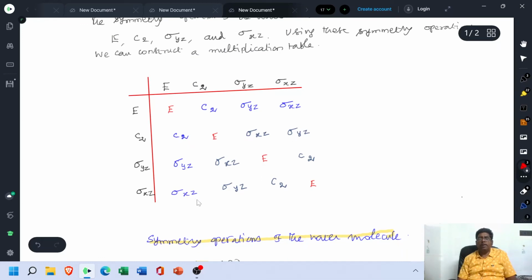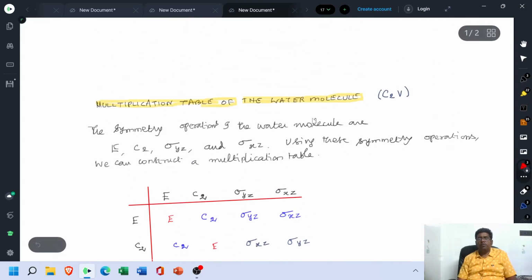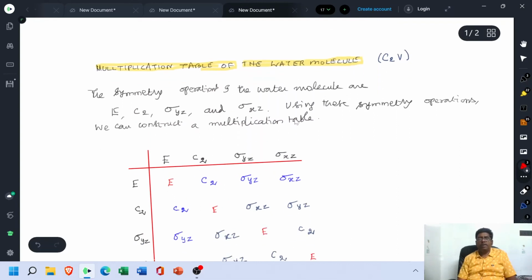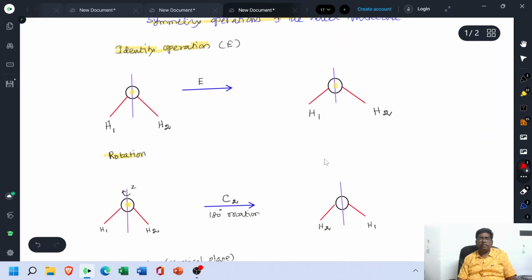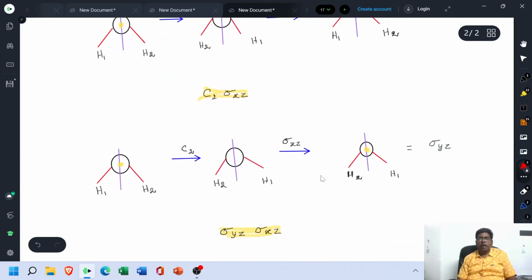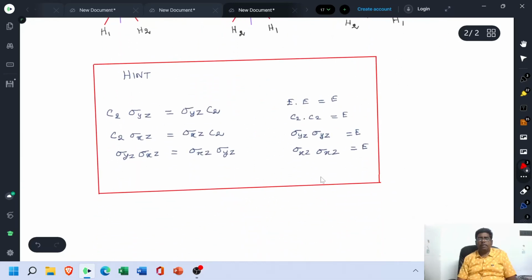So this is the multiplication table of the water molecule. This belongs to the C2V type. Here one rotation and two reflections are present. In this way, we have constructed the multiplication table of the water molecule.